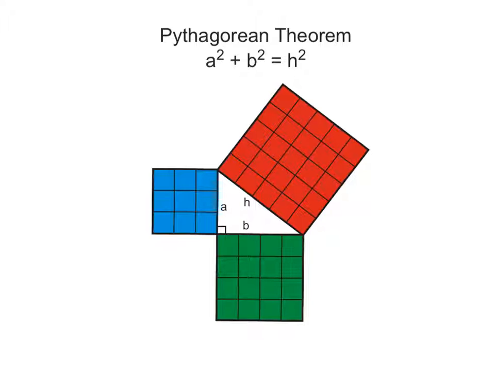So looking at the squares of each of the sides, the square made by side length A plus the square made by side length B would equal the square made by side length H.